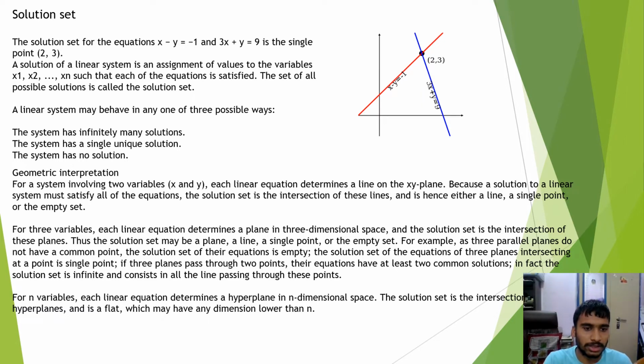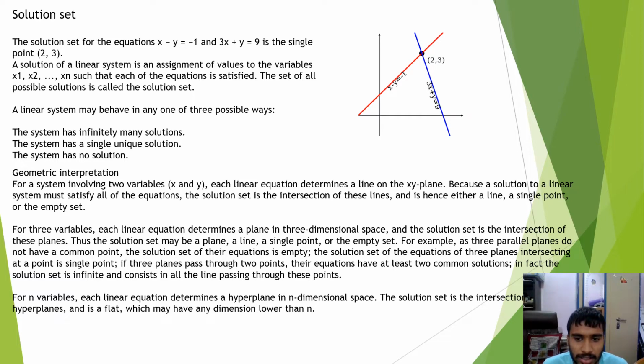For three variables, each linear equation determines a plane in three-dimensional space, and the solution set is the intersection of three planes. Thus, the solution set may be a plane, a line, a single point, or the empty set. For example, as three parallel planes do not have a common point, the solution set of their equations is empty.